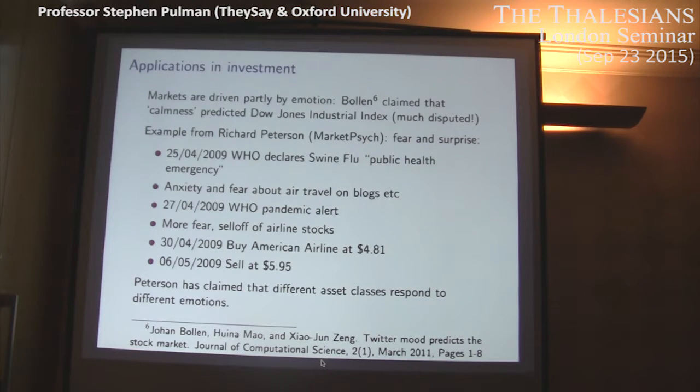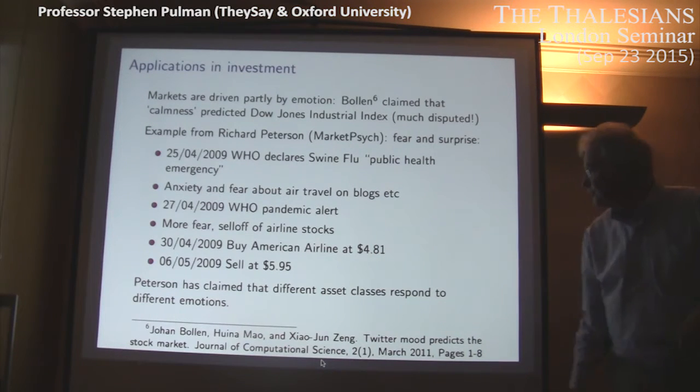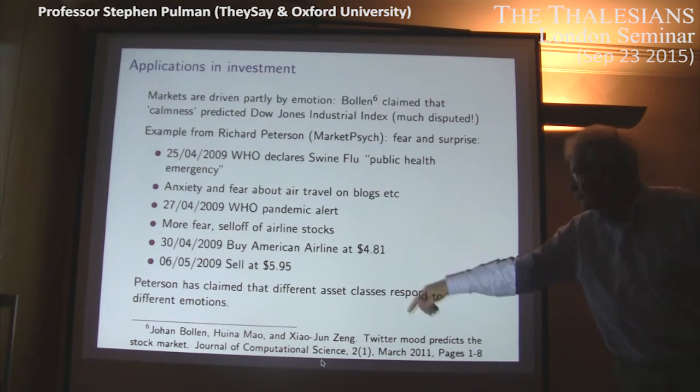So Richard has argued for a long time that even different asset classes respond to different emotions. But here's a good example. So this was the swine flu epidemic. The World Health Organization declared it an emergency. Lots of people on social media saying, "Ooh, I'm not going to go on an airplane in case I catch swine flu." So people think, well, airlines aren't going to be busy. I'll disinvest from them. And the effect of that was that the price of things like American Airlines came down, which had bought a bunch at $4.81 and sold it a week later for quite a lot more.